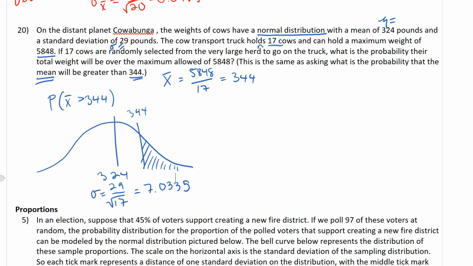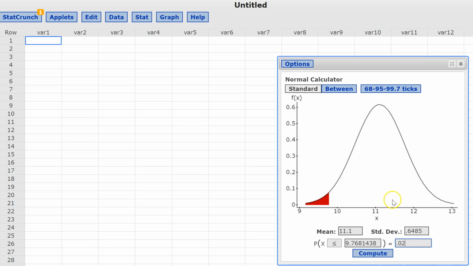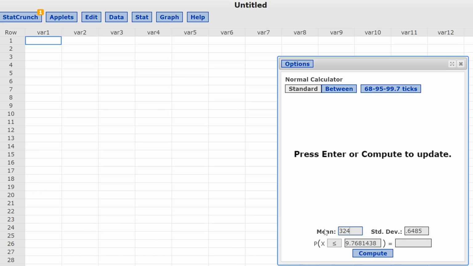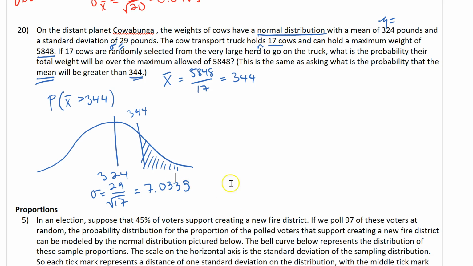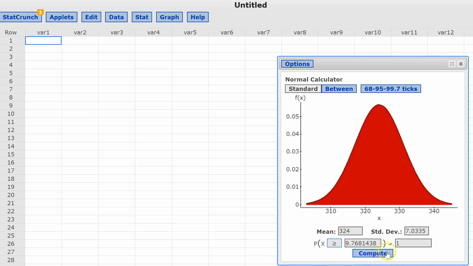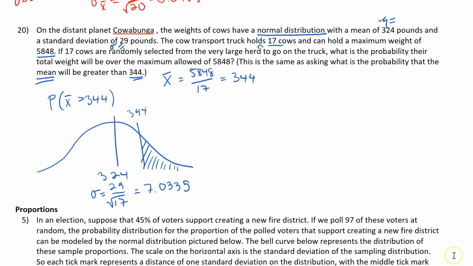So this would just be going to StatCrunch again. Mean weight is 324. Standard deviation is 7.0335. And again, we're being greater than 344. And we get 0.0022. So this area here is 0.0022.